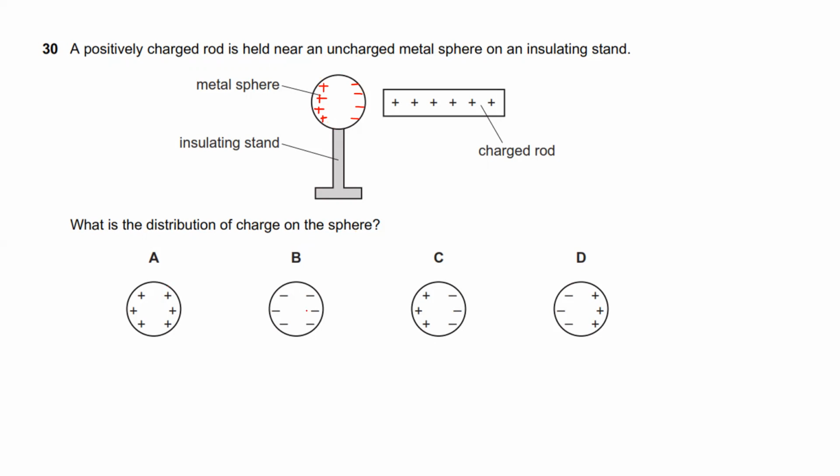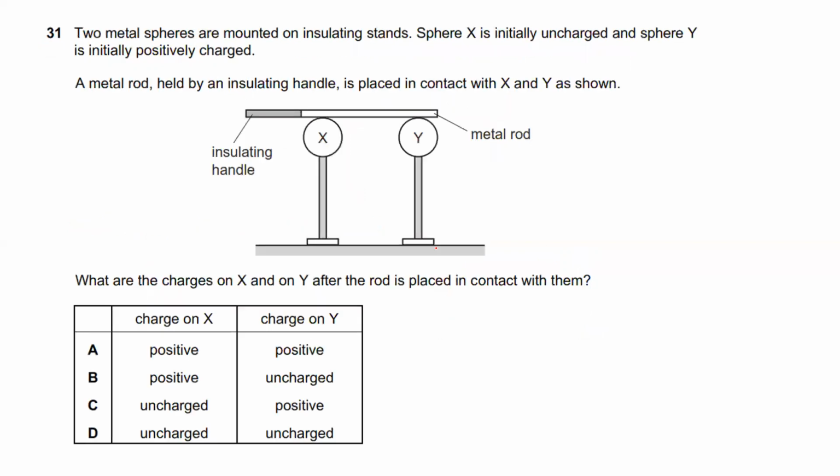So A, no, B, no, C, yes. So answer C is the right choice. It's not D, because positive will attract the negative charges, so it won't be like this. So D, no, B, no, A, no. So answer is C. Next question.